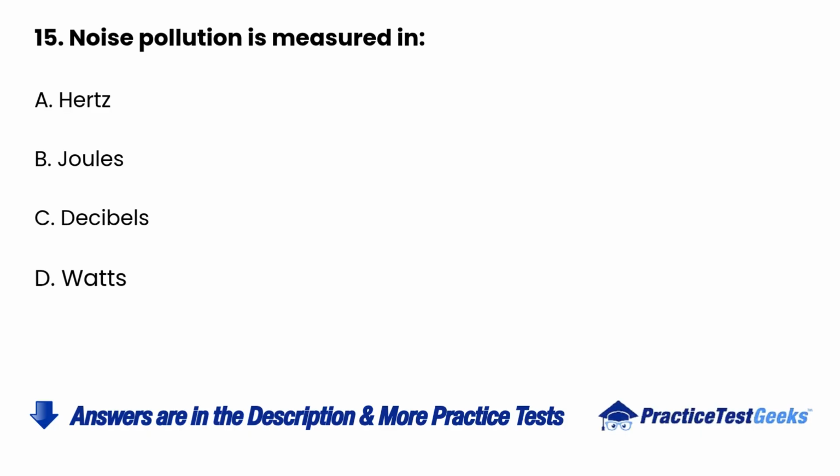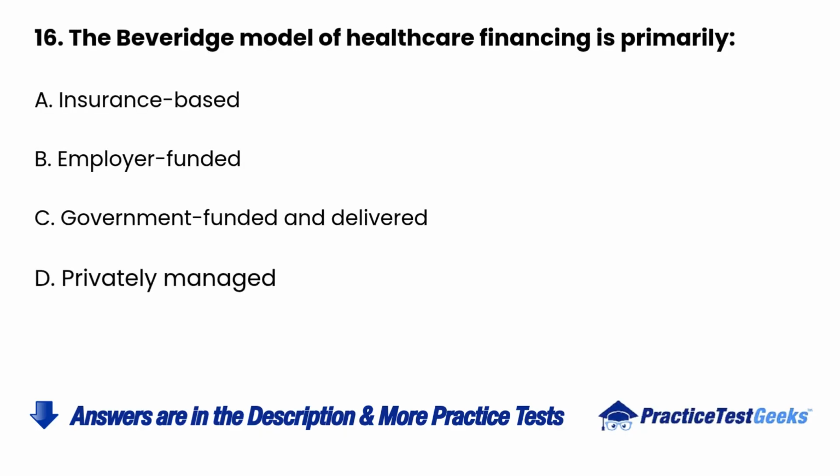Hertz. B. Joules. C. Decibels. D. Watts. 16. The Beveridge model of healthcare financing is primarily A. Insurance-based. B. Employer-funded. C. Government-funded and delivered. D. Privately managed.